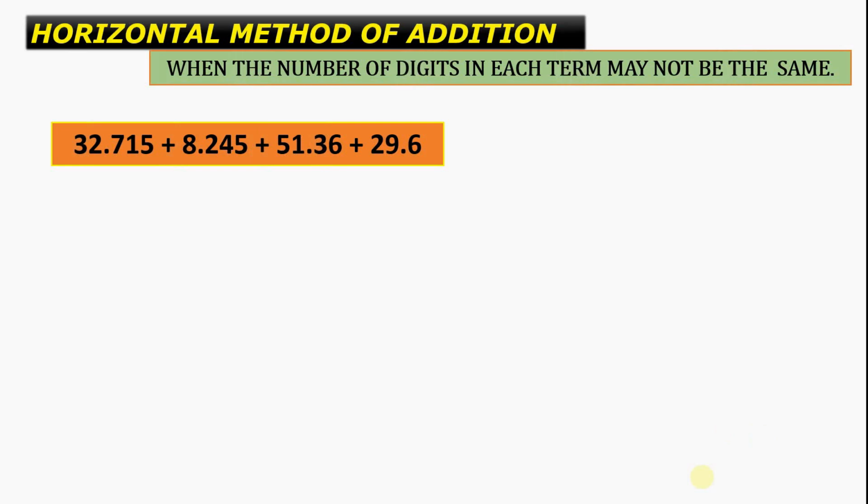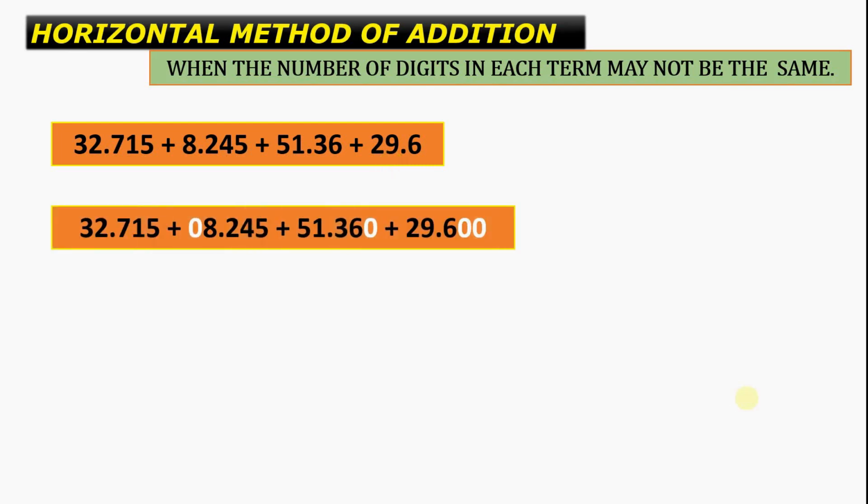So the last question of this method, that is the horizontal method of addition, is 32.715 plus 8.245 plus 51.36 plus 29.6. So what we need to do is make sure that the number of digits to the left of the decimal and to the right of the decimal in each of the numbers are equal. So we will write it as 32.715 plus 08.245 plus 51.360 plus 29.600. So let's get started.